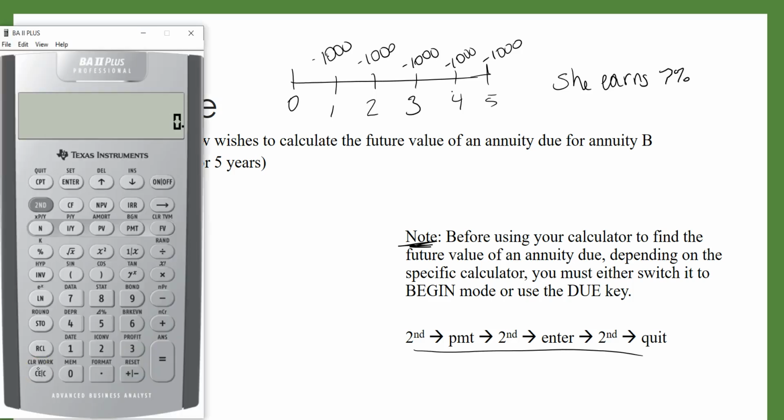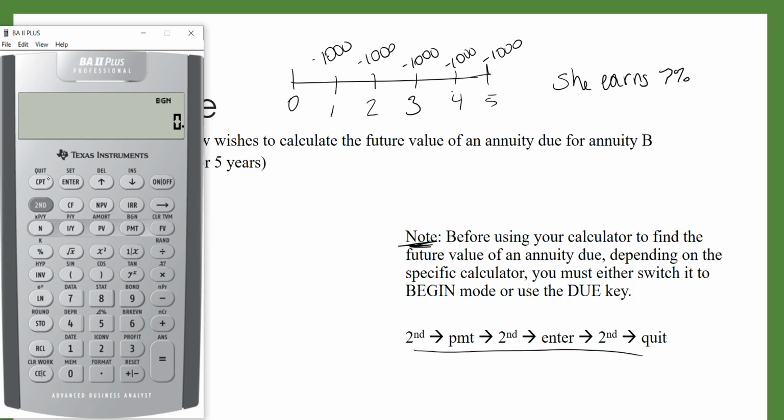So let's do that together. To put our calculator in begin mode, it's not quite so much that you have to memorize all of this, because do remember that it says BGN right here above payment. Above your payment button, it says BGN. So we know we're trying to access that. So to access that, we have to push second payment because begin is written right there. Now your calculator prompts you. It says, okay, it's in end mode. To change that, we have to push set. Second enter allows us to access the set button. Now we can push clear or quit or whatever. Second quit. Now we know that our calculator is in begin mode because it says BGN in the upper right hand corner.